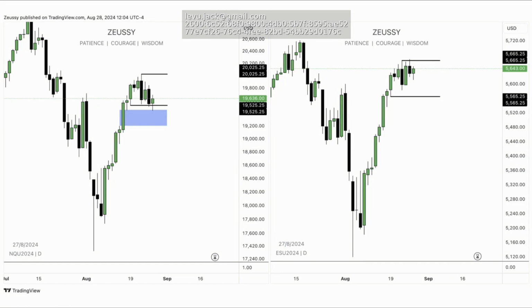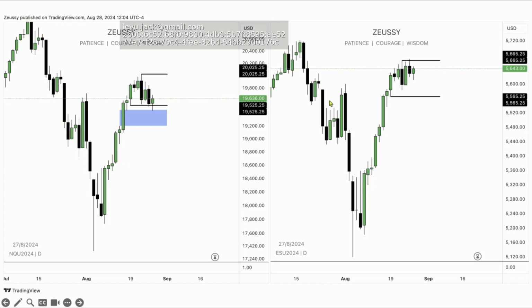Welcome to this new breakdown lecture of the trade that I took during the morning session of the 27th of August 2024. Before we dive into the lower time frames to take a look at the lower time frame delivery, we must first take a look at the daily chart of both Nasdaq and ES.